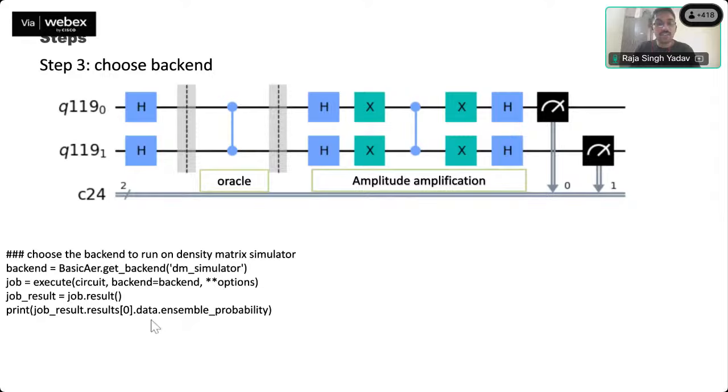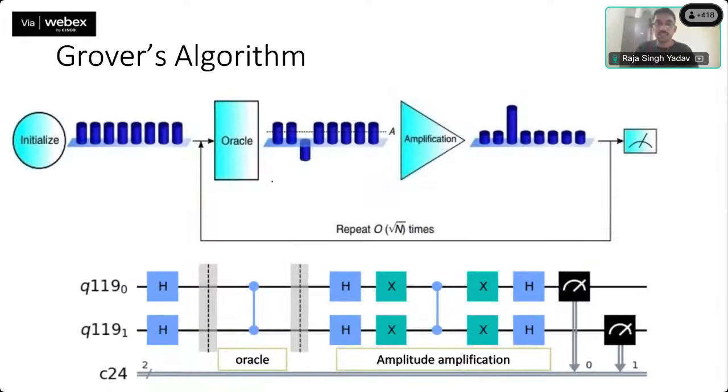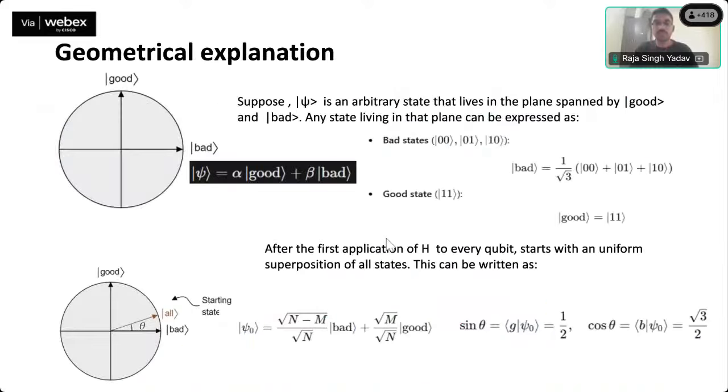And then I'm doing data.ensemble probability. That means the job is ready and I want to see it in a histogram. So that's where I wrote data.ensemble probability here. And this is how you can run on QSim: select plot, choose the backend Paramutkarsh or Shakti. These are our HPCs, one here in Bangalore and one in Pune. Run the circuit, run this whole process root n times, and you will be able to see the result.